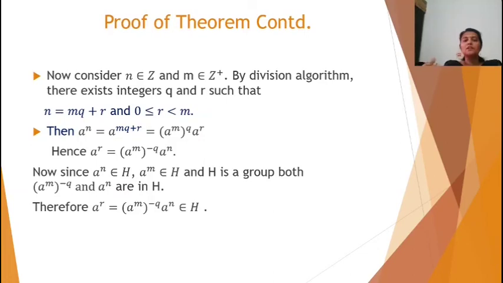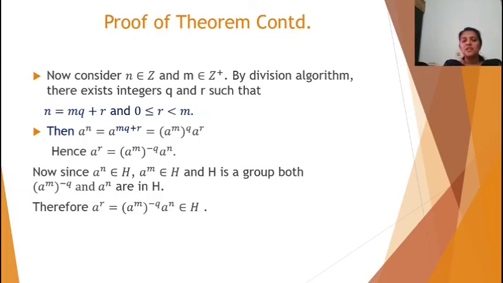Now we can operate on the expression with a raised to m all power minus q. On the left side, a raised to m minus q times a raised to n comes. On the right side, a raised to m minus q times a raised to m all power q comes, that becomes e, and what remains is a raised to r. Hence a raised to r is equal to a raised to m all power minus q times a raised to n.